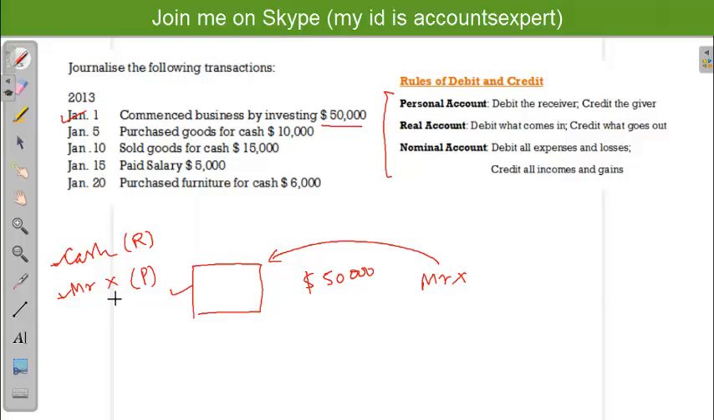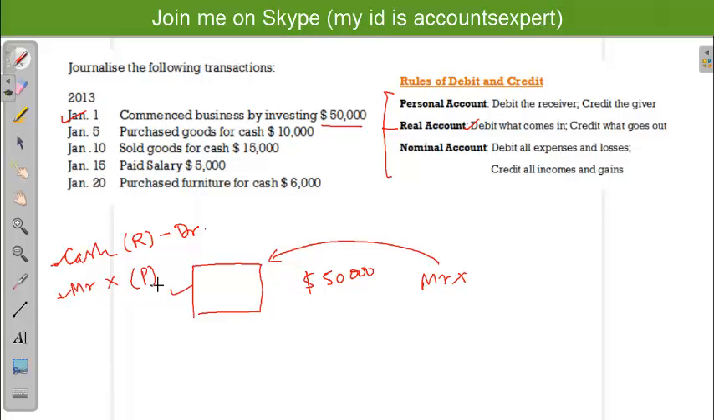And after deciding this category, now we are to decide which account will be debited and which account will be credited, and for that we will refer to these rules. So we know that cash is a real account, so the rule to record a real account is debit what comes in, credit what goes out. And here cash comes in the business, so cash account will be debited because the rule says debit what comes in. Whatever item comes in the business, we are to debit that item, so cash account will be debited.